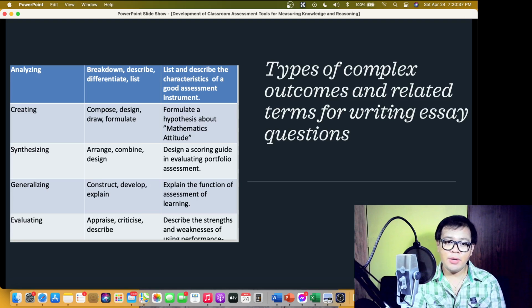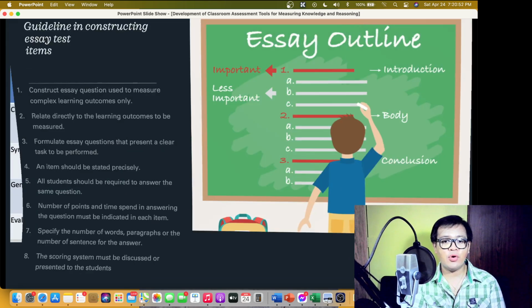Generalizing: verbs used are construct, develop, explain. Example question: explain the function of assessment of learning. Evaluating: verbs used are appraise, criticize, describe. Sample question: describe the strengths and weaknesses of using performance.